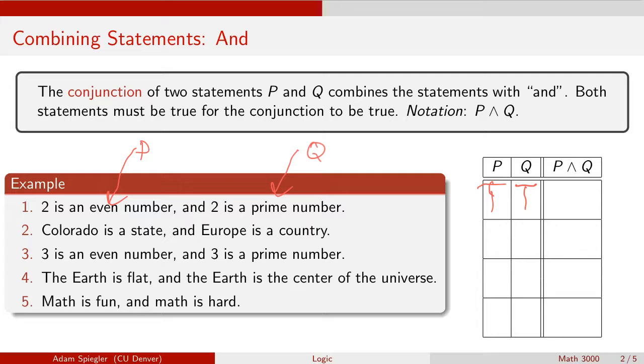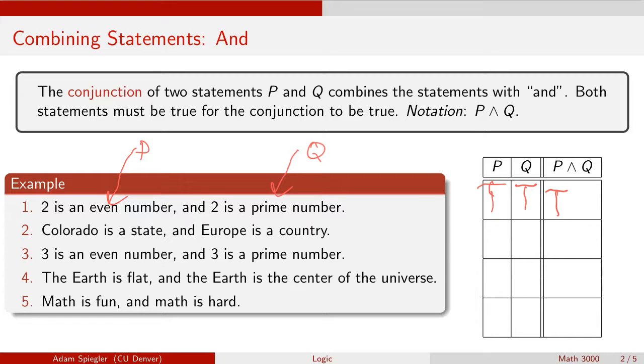And for the conjunction, since P and Q were both true, this would be the case where P and Q is a true statement. So the only way a conjunction is going to be true is if both of the statements being joined are both true. So let's see what's happening with some of these others.